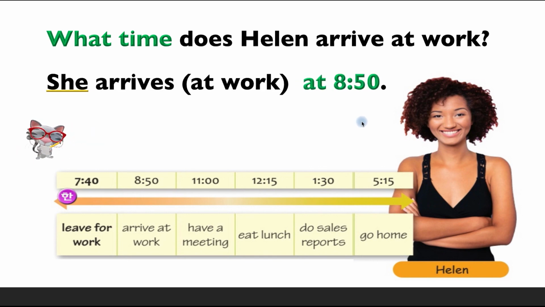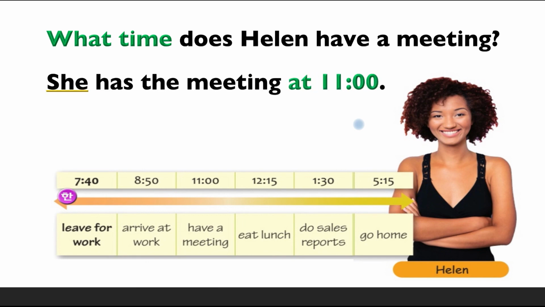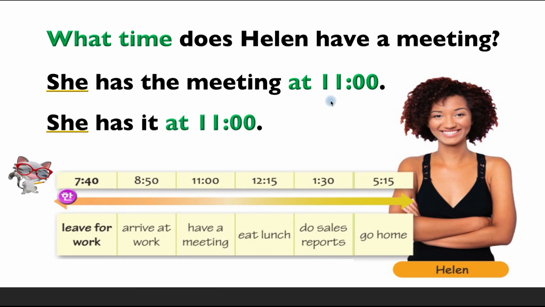What time does Helen arrive at work? She arrives at 8:50. What time does Helen have a meeting? She has a meeting at 11. Here we say "a meeting," but in the answer we can change it to "the meeting" because it's being repeated. She has the meeting at 11. She has it, which is the meeting, at 11. So there are more options here. It's not just the same style of answering, and you can just say at 11.